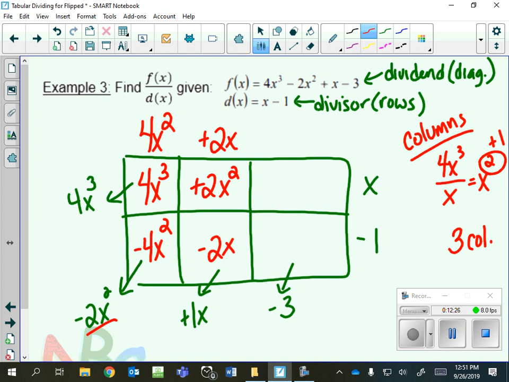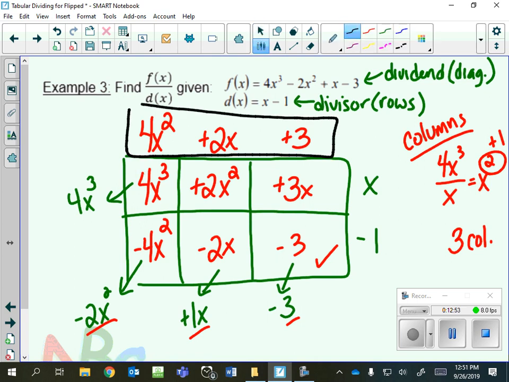This diagonal has to combine to give me a positive 1x. So in my top right, I need a positive 3x. What times x gave me a 3x? A positive 3. Now I multiply. 3 times x is 3x. 3 times negative 1 is negative 3, which is my output. It works. My final answer is up top here, 4x squared plus 2x plus 3.